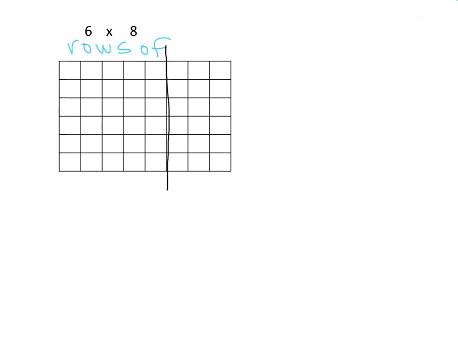So if you can see, I have 6 rows of 5 right here, and I have 6 rows of 3 on this side. And we know that 8 is really 5 and 3 put together. So let's break our problem apart just like that. So over here we had 6 rows of 5, and on my other side I have 6 rows of 3.